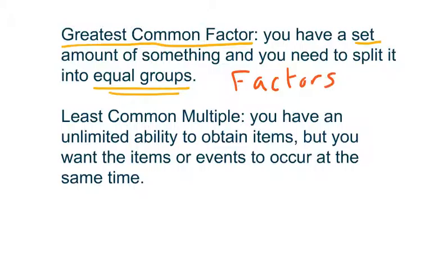There's also problems that are least common multiple, and this is when you have an unlimited ability to obtain items, or something happens repeatedly over time. And you want to know when the items or events will occur at the same time, or happen together again. And this would be solved by using multiples.